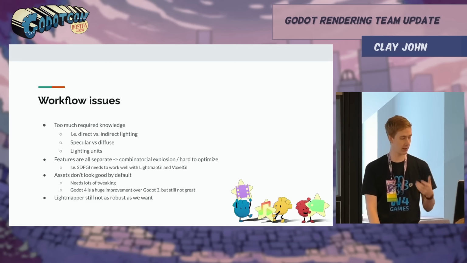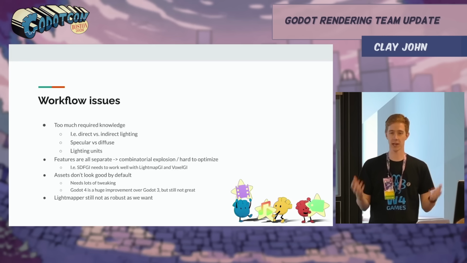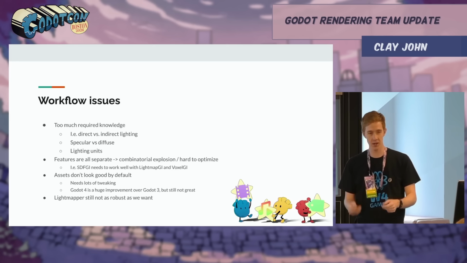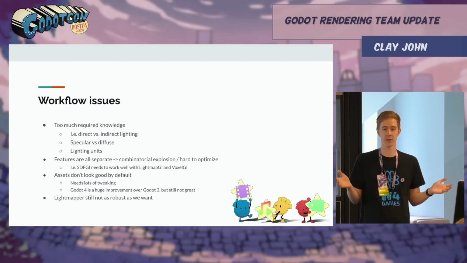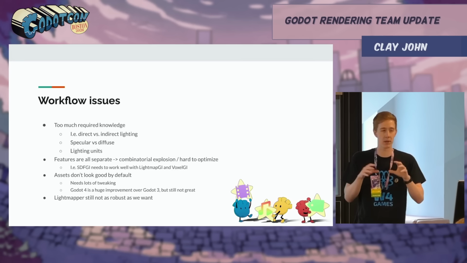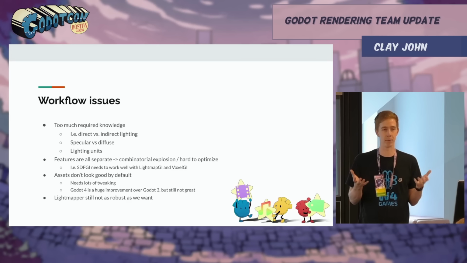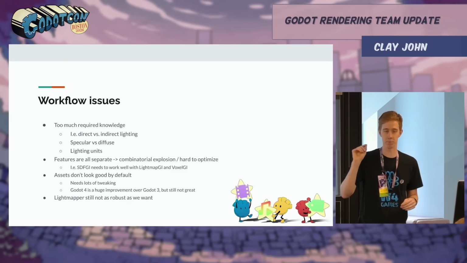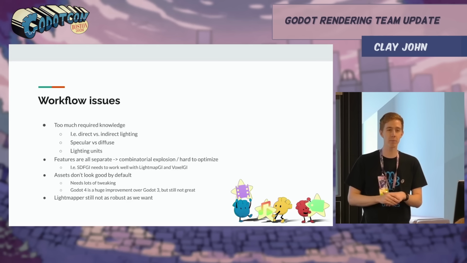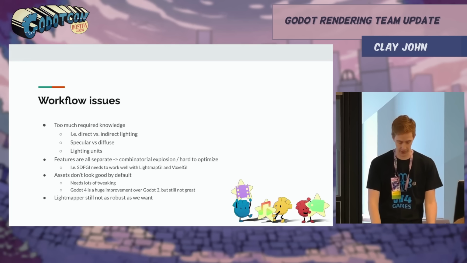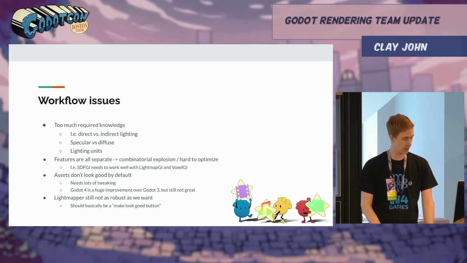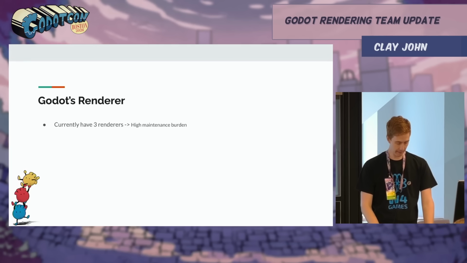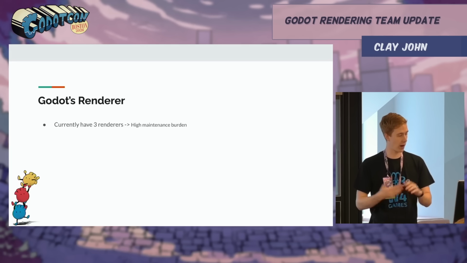And finally, the light mapper is not as robust as we want. So what that means is the light mapper should be something you add to your scene, you press bake, and it just makes everything look a little bit better or maybe a little bit more realistic. You should have just better lighting everywhere, and that's not the case right now. It's not just a push button to make your game look better, and that's what it should be. So there's a lot that can be improved there that I'd like to see improved.